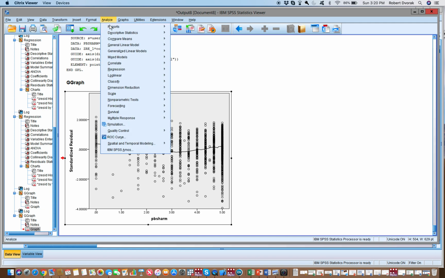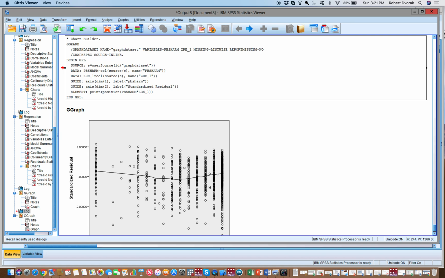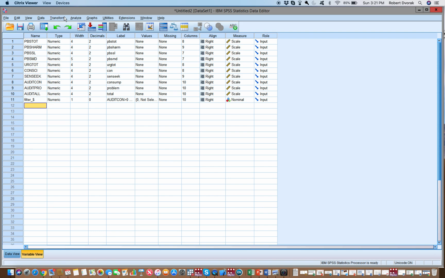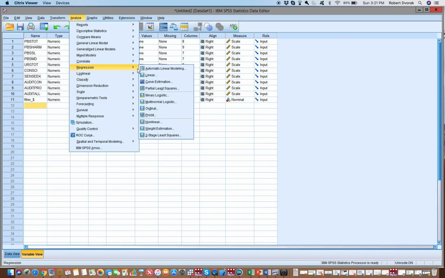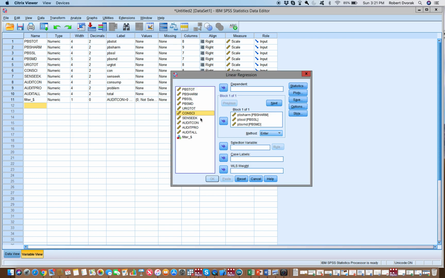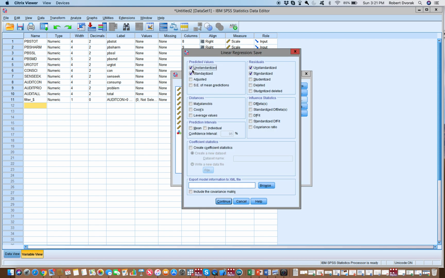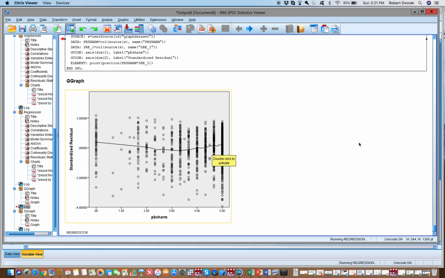Let's try this. Analyze, Regression. Oh, you know what? First, let's flip over here. Let's get rid of these. And let's go Analyze, Regression, Linear. Let's take conscientiousness out and put in audit problems. And let's even use something that we know predicts problems really well, which is consumption. We're going to use the same statistics, same plots. Don't worry about options. Same saves, standardized, unstandardized. Continue. Let's go.